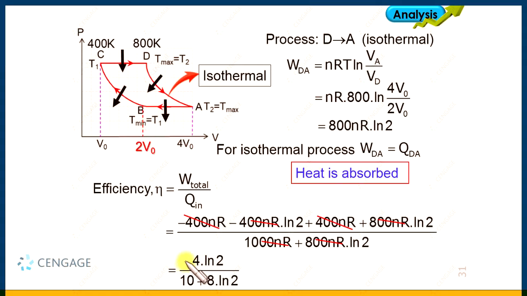Even you can take common 2 here and common 2. So, it is 2 natural log 2 divided by 5 plus 4 natural log 2 multiplied by 100. This is the efficiency. Now, let us move to the next illustration.